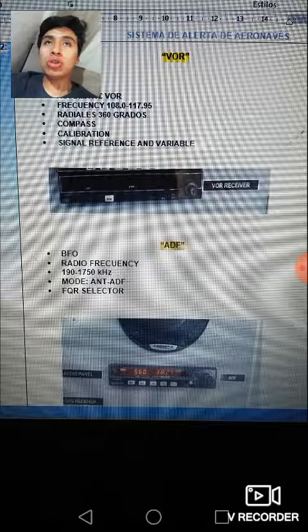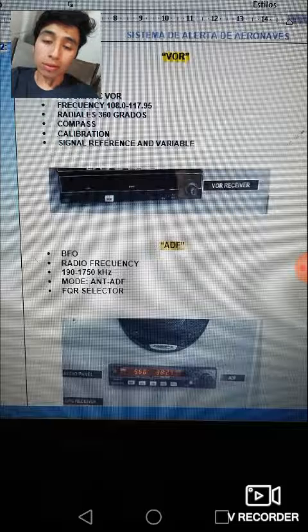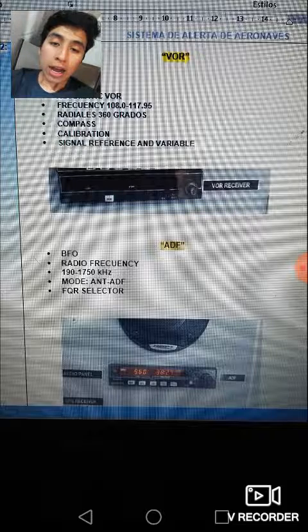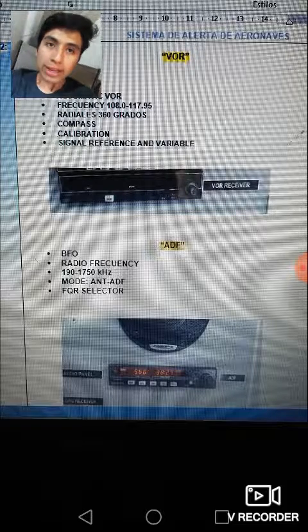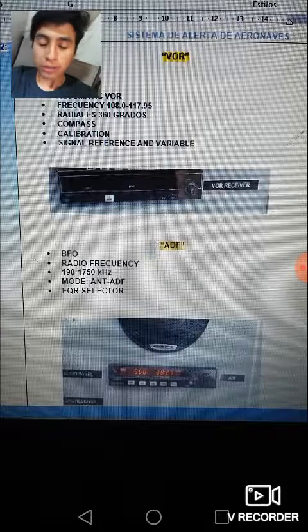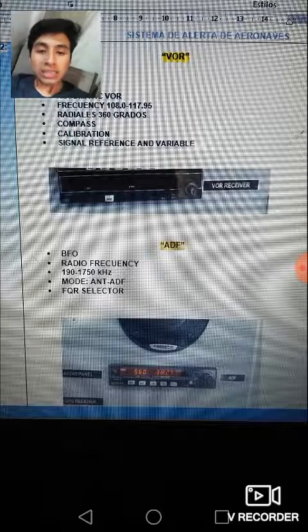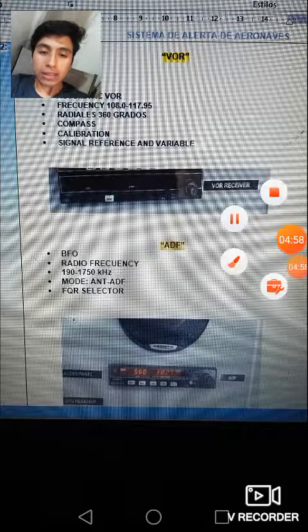You need to get information about what radial you are on, so it's necessary to the pilot.